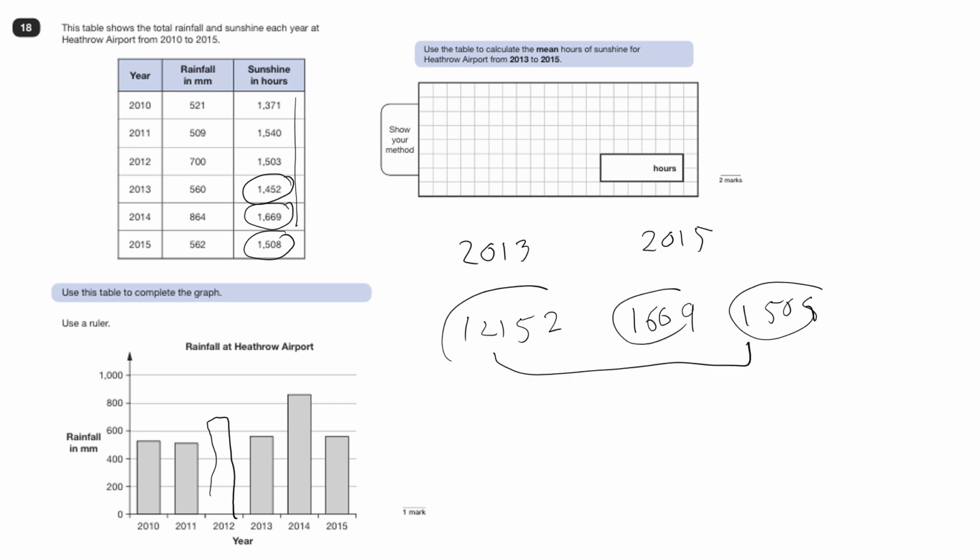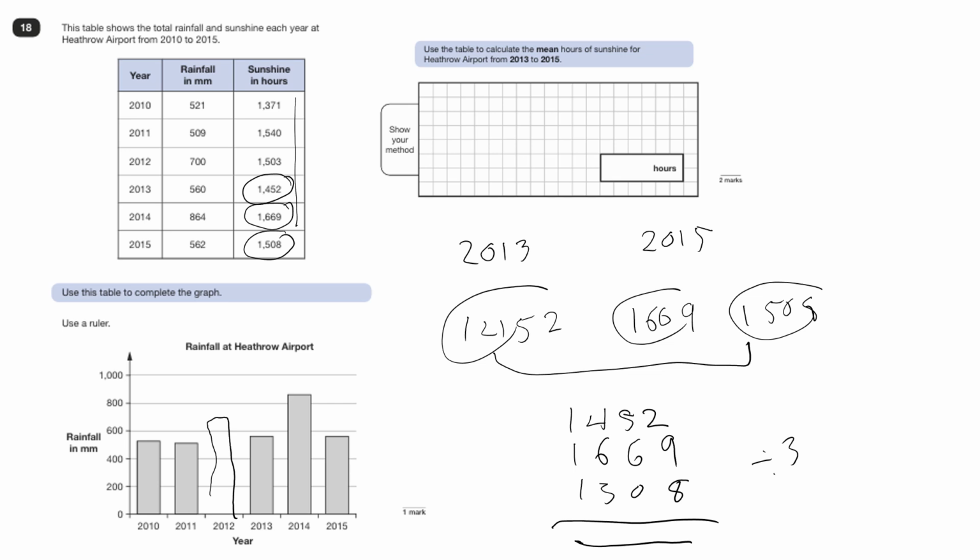So it's 1, 2, and 3. So we add 1,452, 1,669, and 1,508. Add it all up and then divide our answer by 3. So you've got 9 with 2, which is 11, 11 add 8, which is 19. And you've got 5 and 6, which is 11, and 1, which is 12. And we've got 4 and 6, which is 10. Add the 5, 15, 16. Then 1, 2, 3, 4.